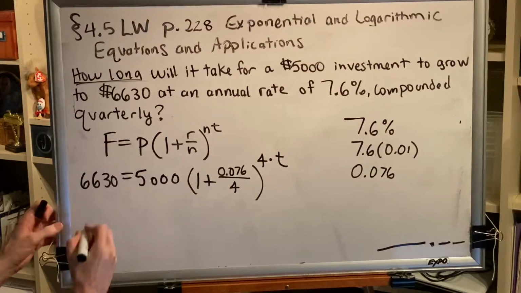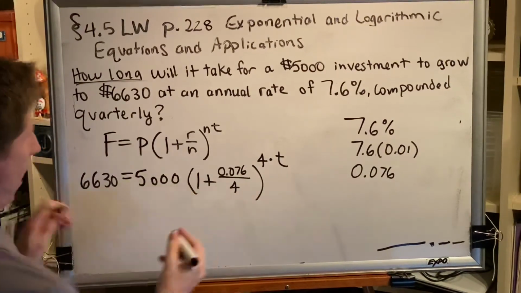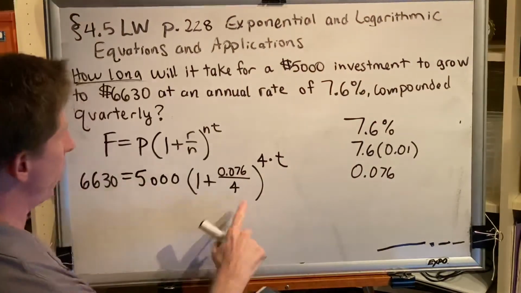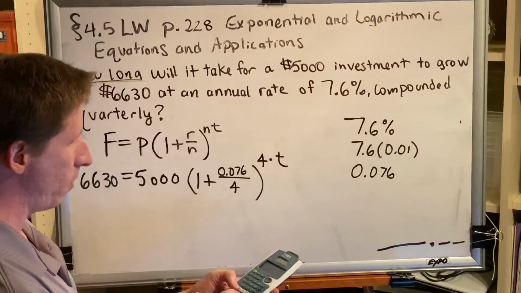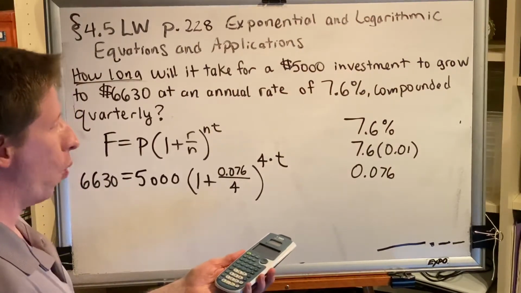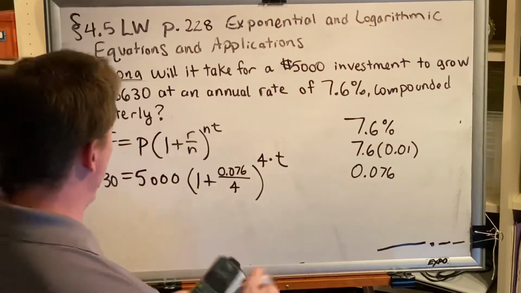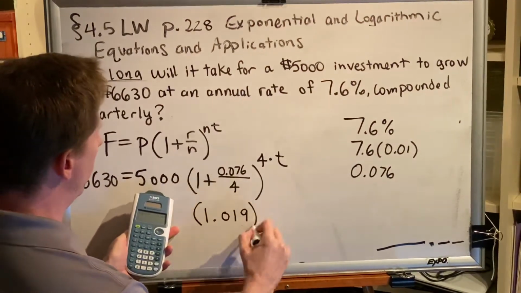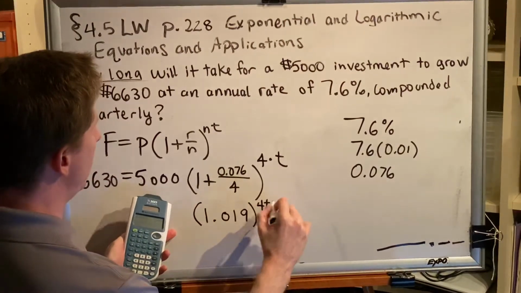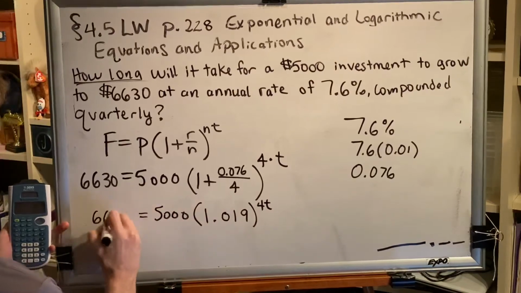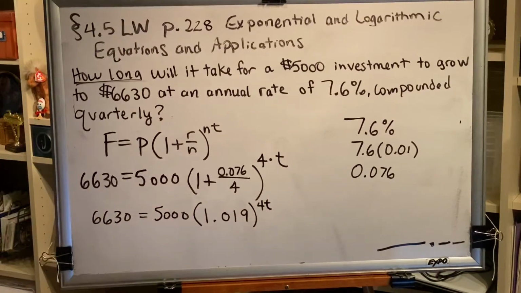Let's begin. So the first thing I'd like to do is work inside the parentheses here. You'll notice that we have decimal division. Let's start with the fraction. 0.076 divided by 4. We get 0.019. And then we add 1, and that becomes 1.019, being raised to the 4t power. We still have the 5,000, we still have the equals, and we still have the 6630.